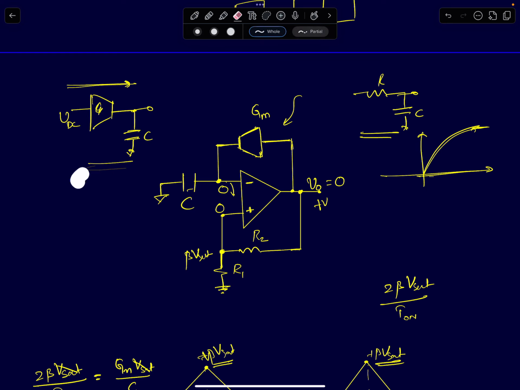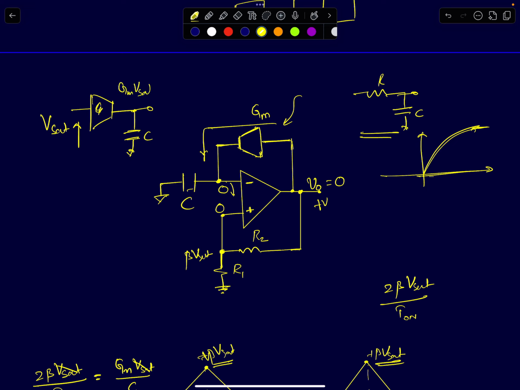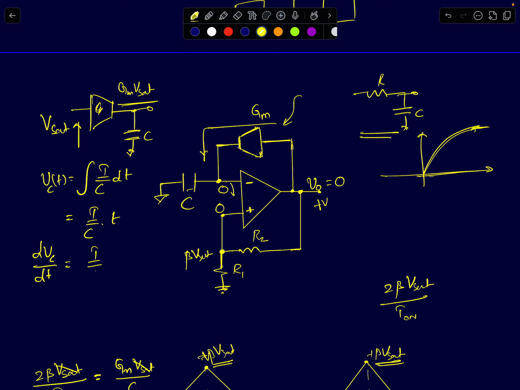What is the slope of your capacitor's charging? During the on time, the output voltage will be at Vsat. If the output voltage is at Vsat, the current that you are injecting into the capacitor is given by Gm times Vsat. That's the constant current. So current divided by the capacitor will give you the slope, right? What's your voltage across the capacitor? Vc of t will be integral of I by c dt, right? It's a constant current, so you will get I by c into t. If you differentiate this, dVc by dt, you get the slope, which is I upon c.